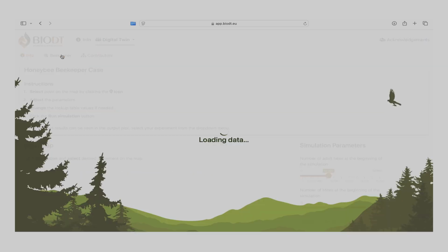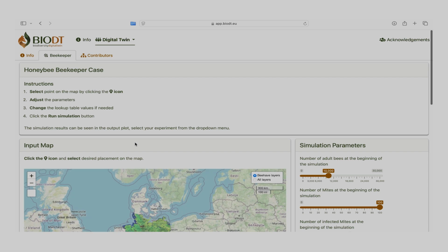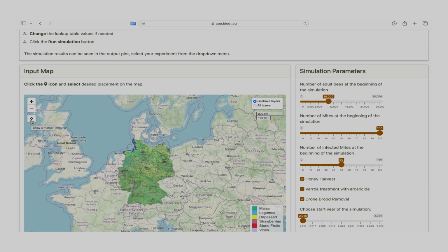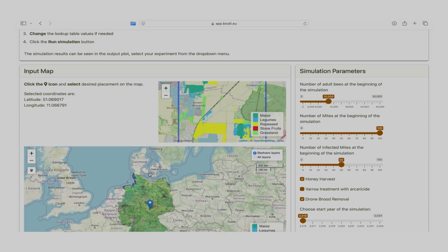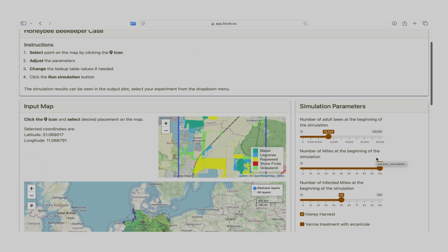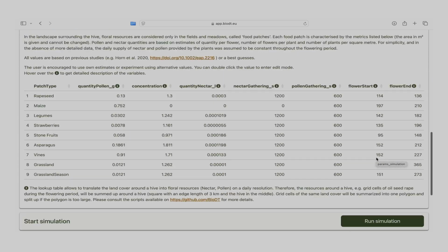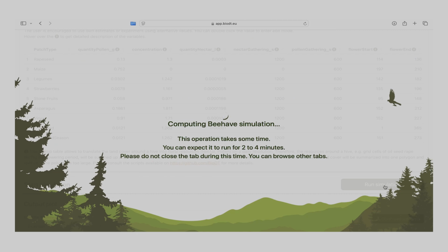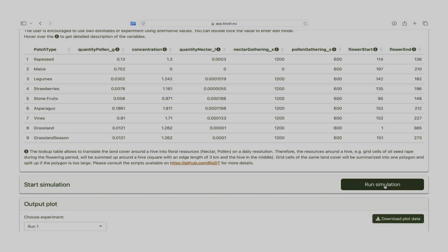What is a digital twin for biodiversity? It is defined as a sophisticated digital representation of ecosystems, species, and their interactions with the environment. This technology integrates various data sources to create a dynamic simulation that mirrors the real-world biological systems.